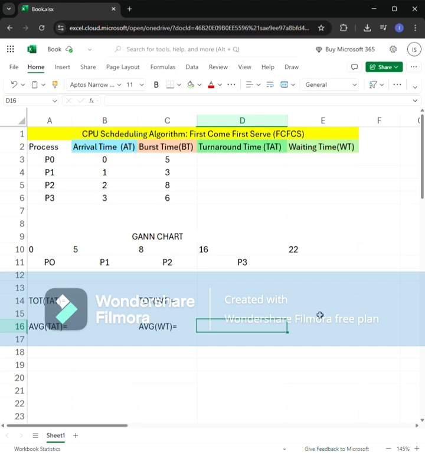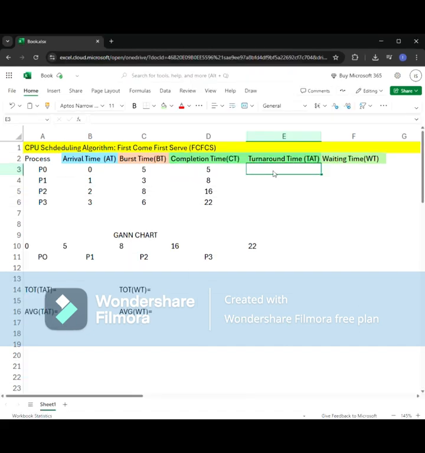Next is the turnaround time. How do we get that? You subtract the arrival time from the completion time. The P0 is 5, because the completion time is 5 and arrival time is 0. 5 minus 0 equals 5. The P1 is 7, because the completion time is 8 and arrival time is 1. 8 minus 1 equals 7. The P2 is 14, because the completion time is 16 and arrival time is 2. 16 minus 2 equals 14. The P3 is 19, because the completion time is 22 and arrival time is 3. 22 minus 3 equals 19.